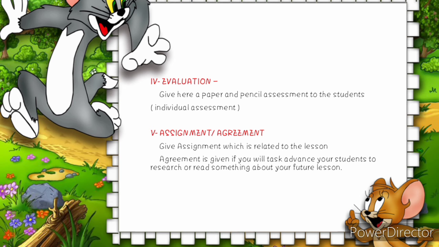For the assignment, your assignment should be related to your lesson. Like you will task them to create 5 sentences, underlining the proper noun and common noun. For agreement, you will task them to read in advance about what a verb is. That is agreement, right? That composes the components of the 4A's lesson plan.